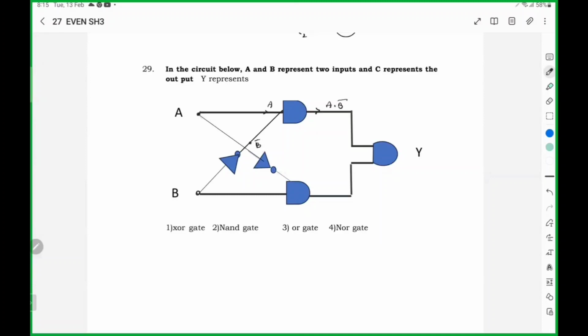Here the input signal is sent along this NOT gate, giving A complement. The output through this AND gate will be A bar dot B. So we have A dot B bar and A bar dot B. These two signals are sent along the OR gate. Then the Boolean expression corresponding to this OR is A dot B bar plus A bar dot B. This is the definition of the XOR gate, the exclusive OR gate.